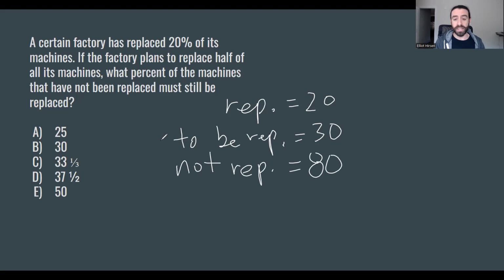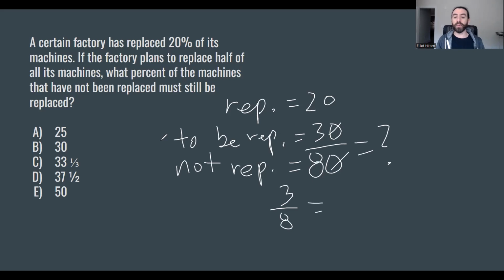So of the machines that have not been replaced, in other words, 80 that haven't been replaced is now the total that we're concerned with. That's the denominator. That's what'll go on the bottom of our fraction. How many more must still be replaced? That's the 30 more to get us up to 50%. So the question's asking us to set up 30 over 80, and they want to know that in terms of a percent. So we'll cancel here and say this is actually 3/8.